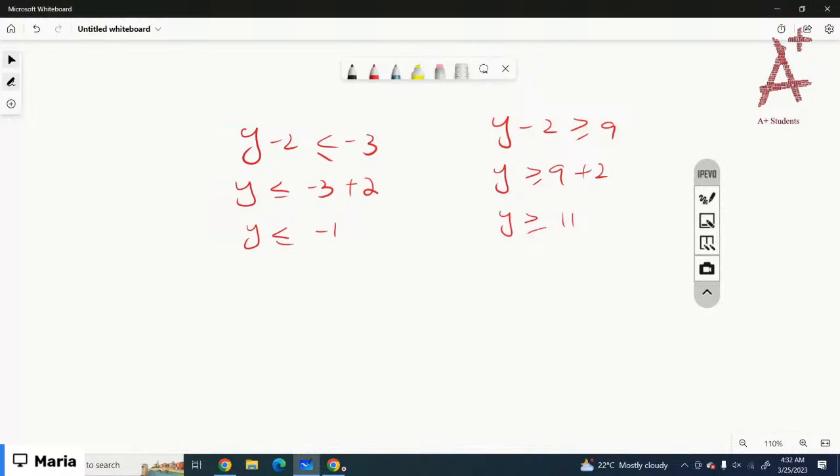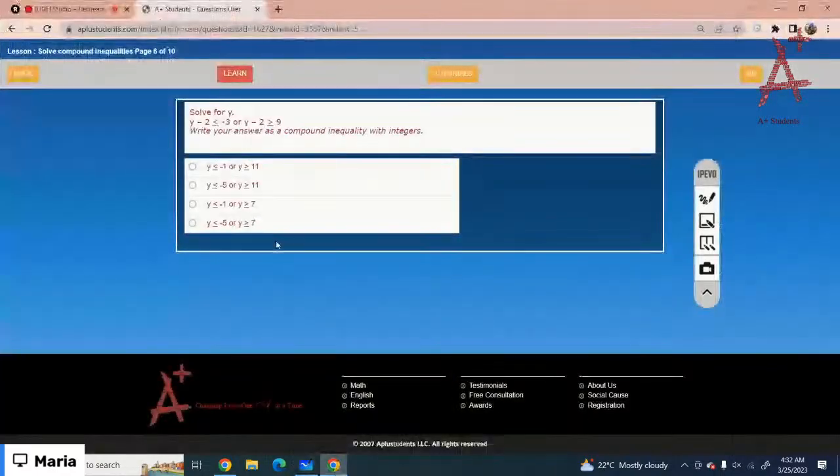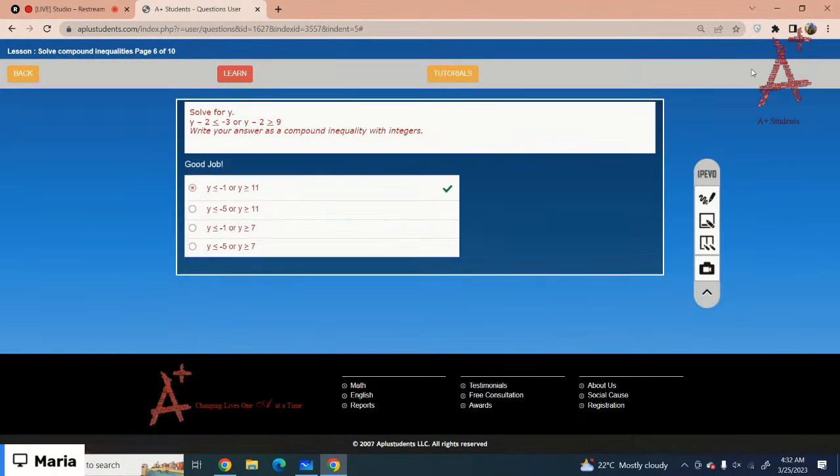That means y has the values less than negative 1 and greater than 11. So option number 1 is the correct option. Just select the correct option and click on the OK button.